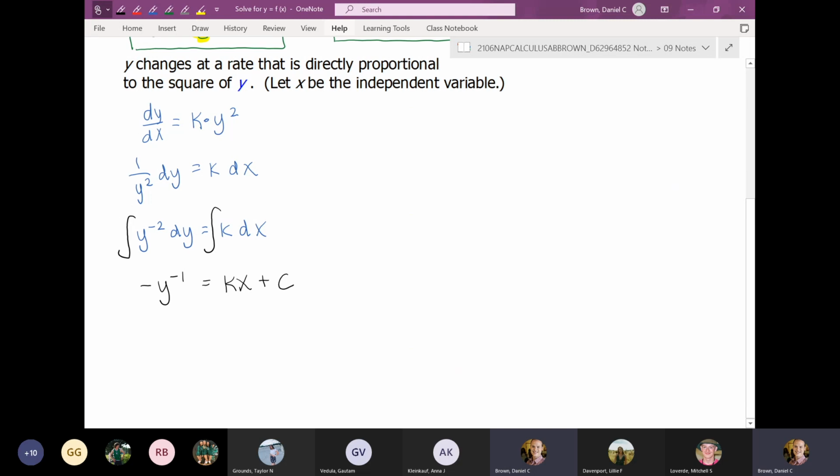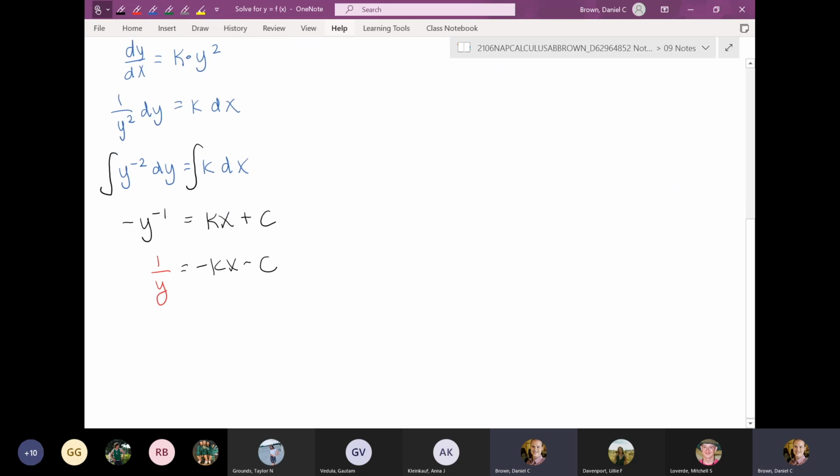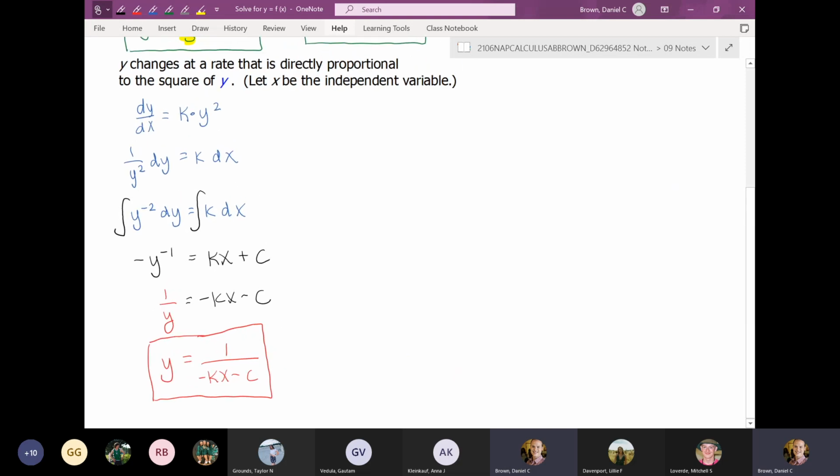I might divide by -1 on both sides, making sure I divide everything by -1. Well, what is y to the negative first? Y to the negative first is just 1 over y. So if I have 1 over y is equal to negative kx minus c, taking the reciprocal, y would be 1 over negative kx minus c. So this would be the general solution. Again, it still has those 2 unknowns in it.